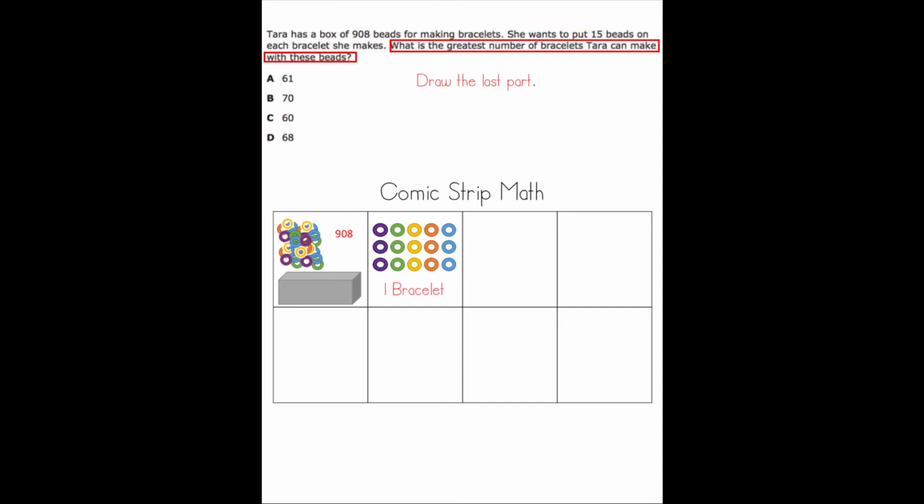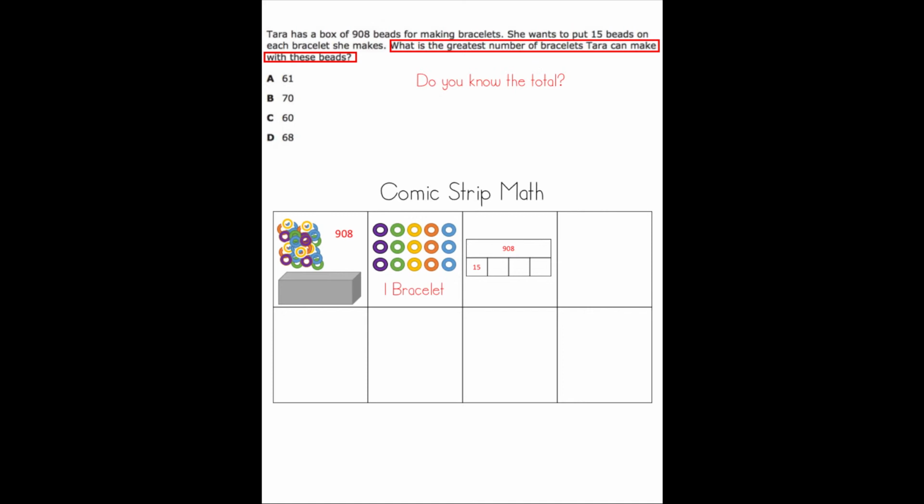Draw the last part. What is the greatest number of bracelets Tara can make with these beads? This strip diagram looks a little bit different. I know that there are 908 total, and I know that I'm going to divide 908 in my strip diagram, but I don't know how many boxes I need to make underneath there. So I just put the 15 because I know 15 is going to be on 1. This is a visual to help me with my next questions.